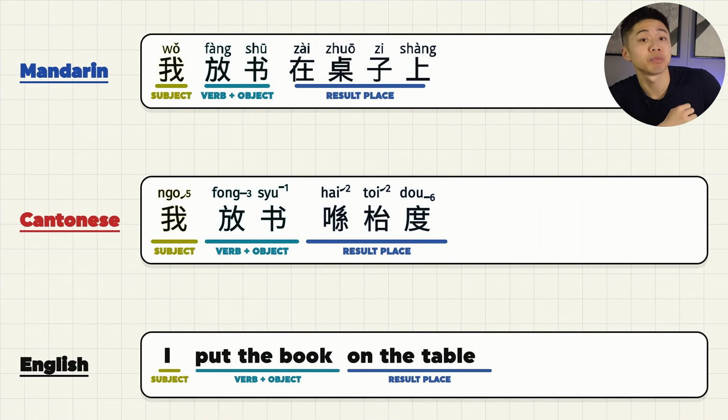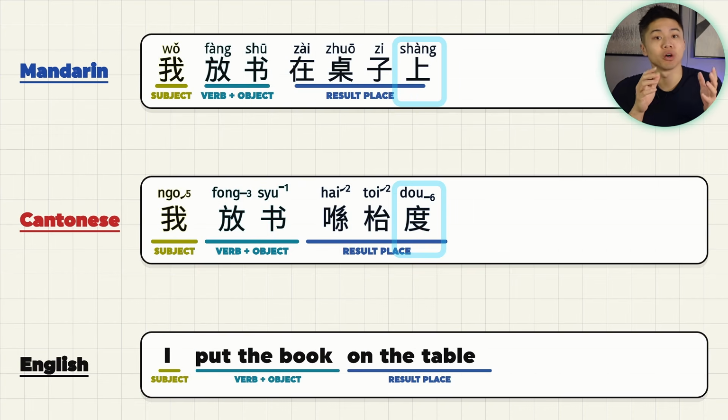For example, I put the book on the table. 我放书在桌子上. 我放書喺台度. 我 is I. 放 means to place. 書 means book. 喺 or 在 means on. Then 台 or 桌子 is basically the table. And then 上 or 度 basically means on it. So 我放書在桌子上, 我放書喺台度, I put the book on the table. That sounds like it's right? The thing about the sentence is it's technically not wrong, but it's awkward. A native speaker would actually rarely say it like this.